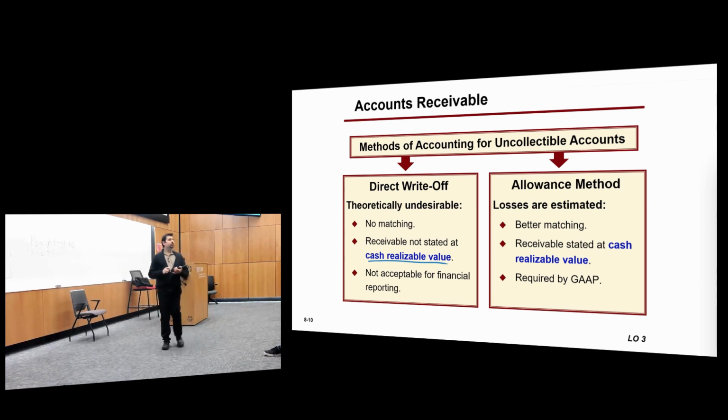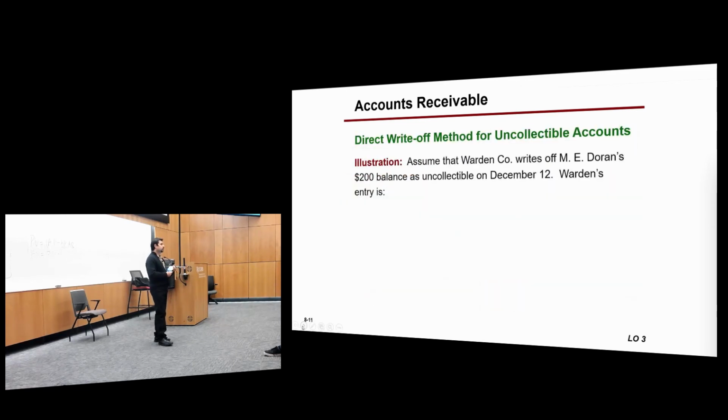Okay? So this is why in this case, accounts receivable would actually be reported at cash realizable value. You are not violating the matching principle because you are matching the bad debt expense with the revenues from that year. So your accounts receivable will be reflecting the amount that you expect to receive. Okay? This is the method that we are supposed to use under GAAP. Let's see how we do that.